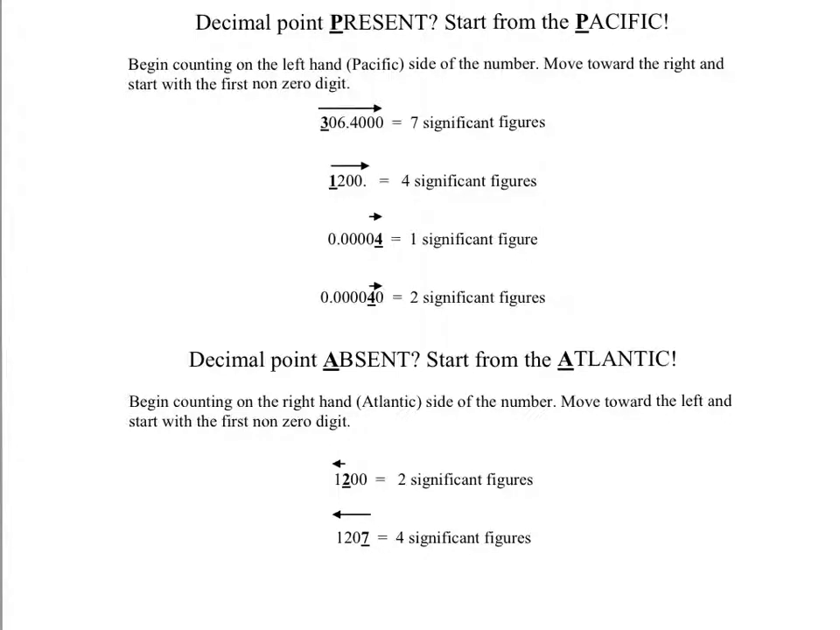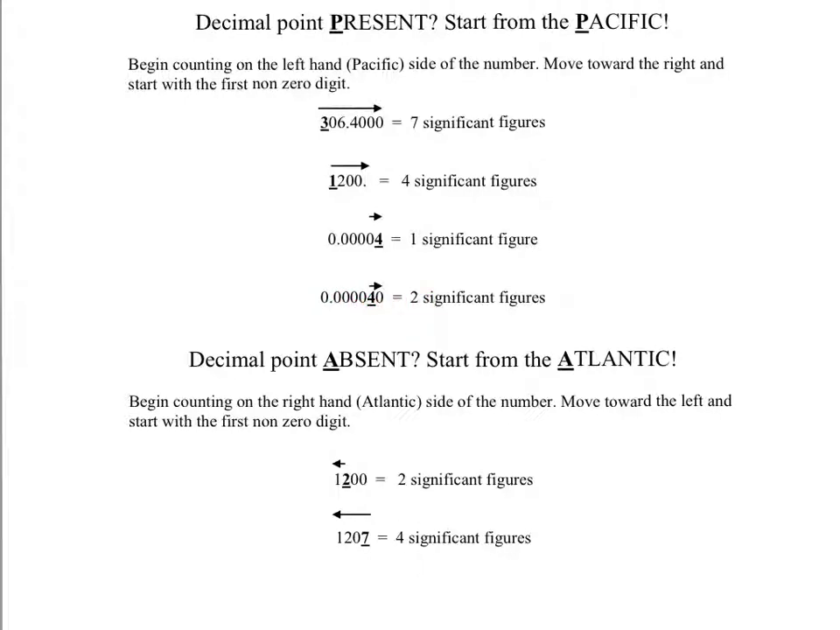Let's see this next one, 400,000ths of something. Notice there is a decimal point, so we start at the Pacific side. The first non-zero is 4, and there's nothing behind it. That is only one sig fig. The others are simply placeholders. If you need more significant figures, you put a 0 at the end. So notice the 0 at the end does count. None of these count; the 4 and the 0 do count.